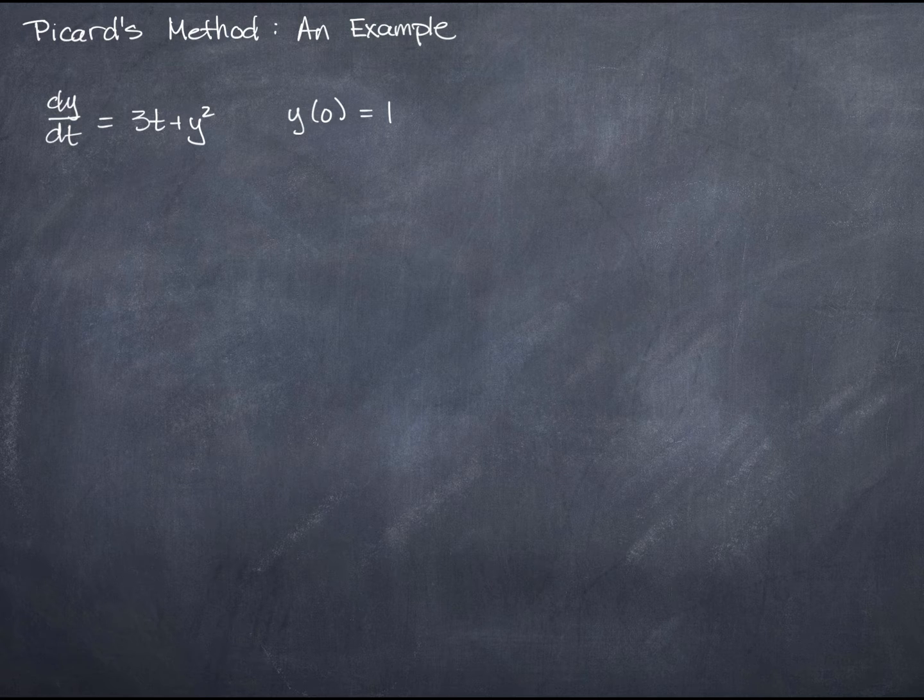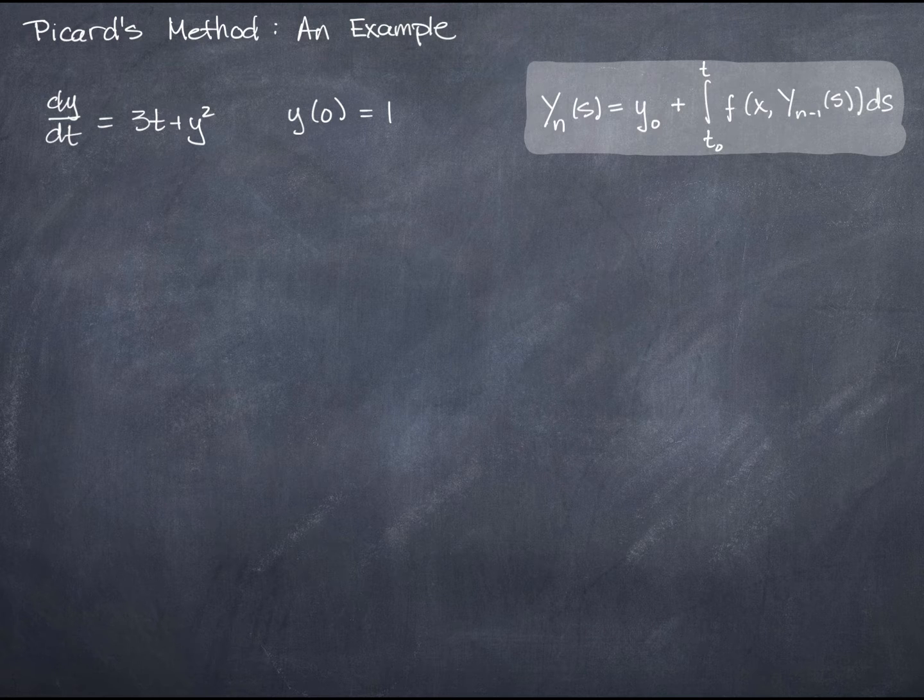I'm also going to take the opportunity to show you a slightly different version of Picard's method that you sometimes see if you find yourself watching YouTube videos or looking at a different textbook. You might see this formulaic approach instead. In this version, our nth iteration is equal to the integral not from 0 to t, but from t naught to t. I've used the wrong variable there, so let me fix that real quick.